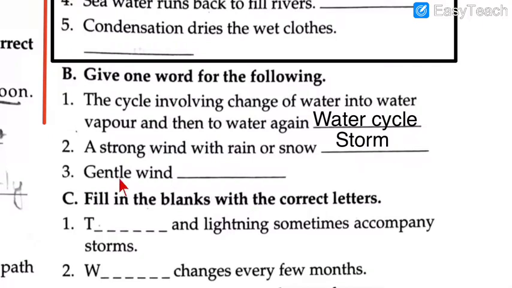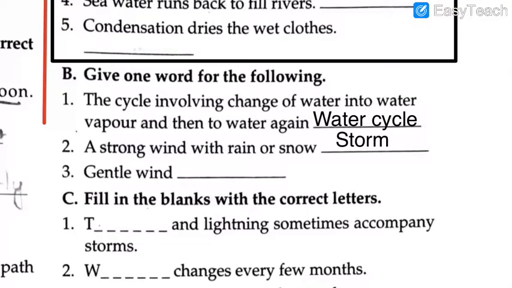Okay, now the last one, gentle wind. Very easy question, don't you think so? I should say easiest question if you have understood the chapter. So gentle wind, what is it? Anyways, guess the correct answer. Your time starts now. 5, 4, 3, 2, 1, 0.